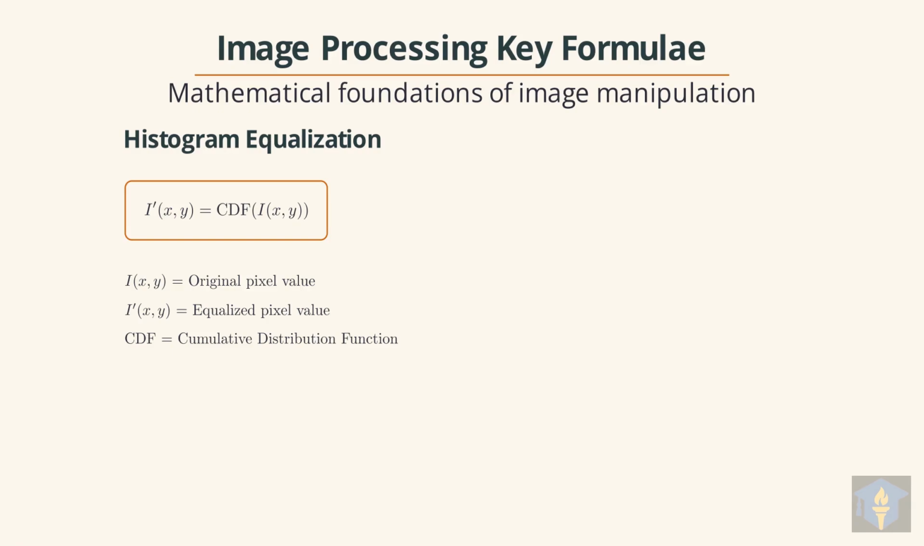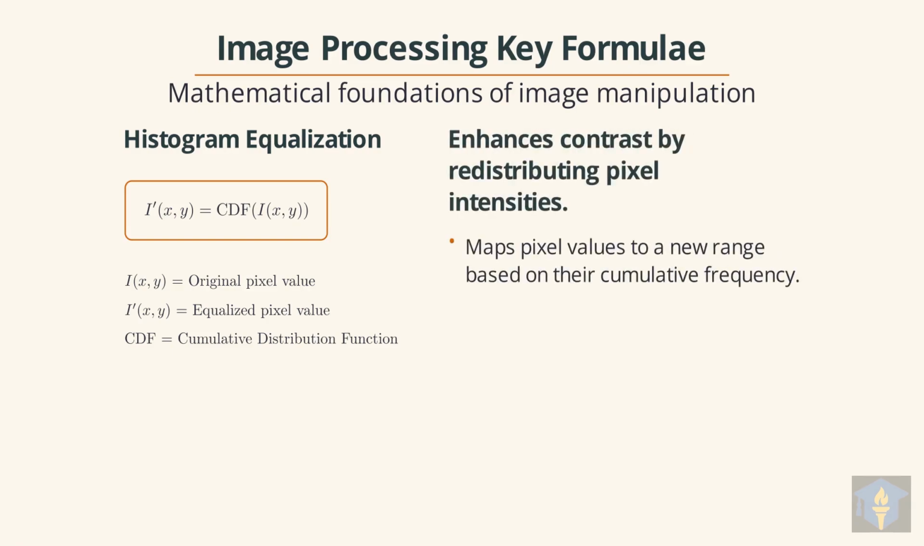CDF stands for cumulative distribution function, which maps pixel values based on their frequency. This method enhances contrast by thoughtfully redistributing the pixel intensities across the image's dynamic range. It maps each pixel value to a new range, determined by its cumulative frequency within the image.